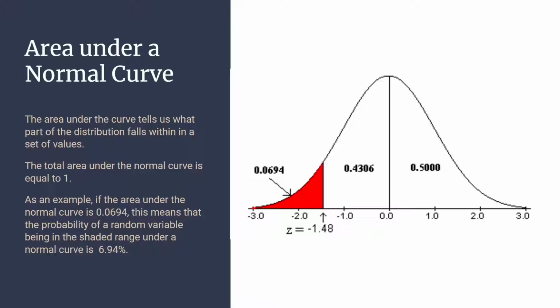The area under a normal curve tells us what percentage of the distribution falls within a set of values. Under the entire bell-shaped normal curve, the total area is 1. If you look at the shaded area, the red part, we can see that 0.0694 is shaded. This means that in this particular example, the probability of a random variable being in the shaded range would be 6.94%.